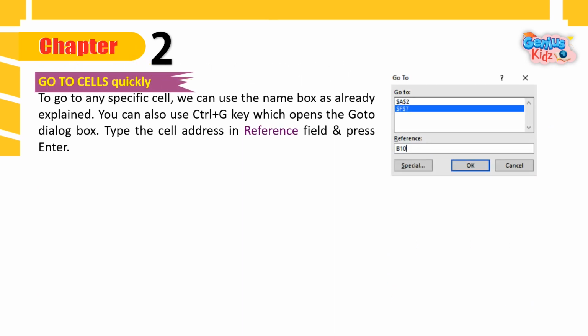Go to cells quickly. To go to any specific cell, we can use the name box as already explained. You can also use the Ctrl plus G key, which opens the Go To dialog box. Type the cell address in the reference field and press Enter.